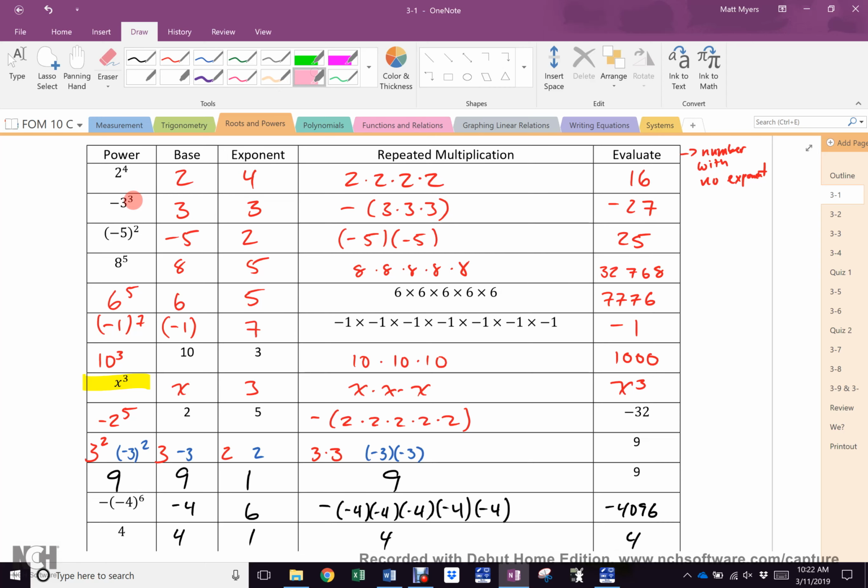So when you see this one right here, some of you tell me that the base is -3. It is not. The base is 3, because 3 is what is directly left of the exponent. So this, the base, is what multiplies 3 times. 3 times 3 times 3 is 27, but that whole thing is negative. So this becomes negative 3 times 3 times 3, 27, which we write as -27.